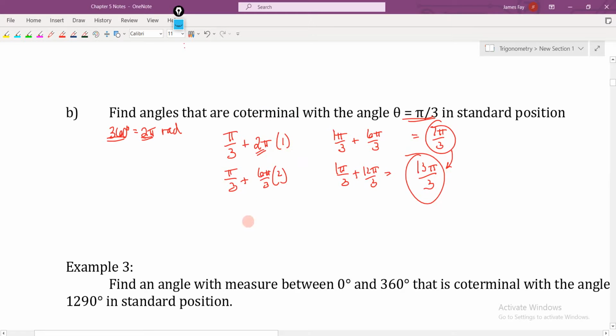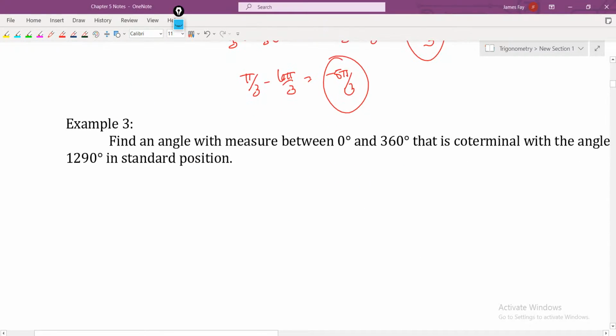If you want to subtract, we go pi over 3 minus 6 pi over 3, and that will give you negative 5 pi over 3. So that's a negative angle that is coterminal with pi over 3. And that's usually what your homework is going to ask you to do. You say, here is an angle in either radians or degrees. Find one positive coterminal angle and find one negative.